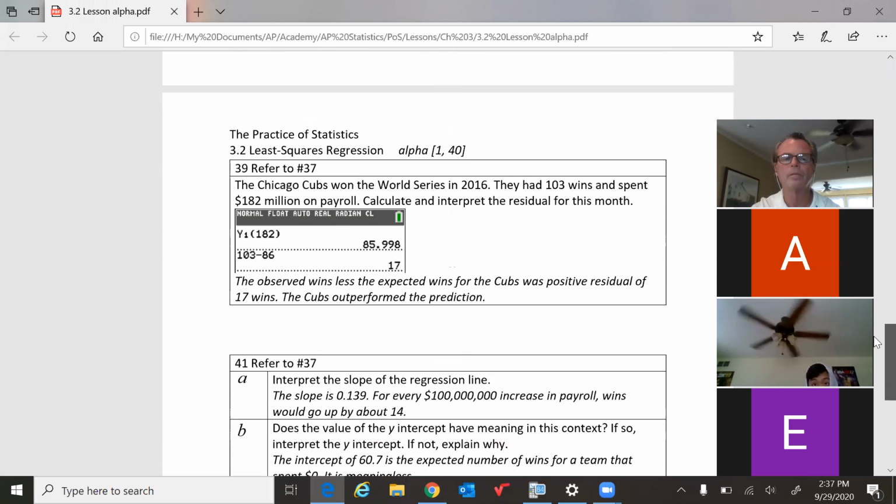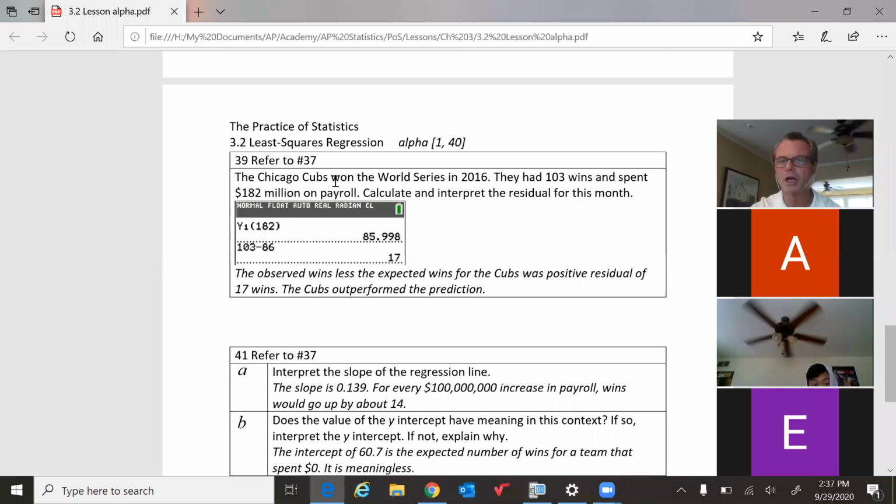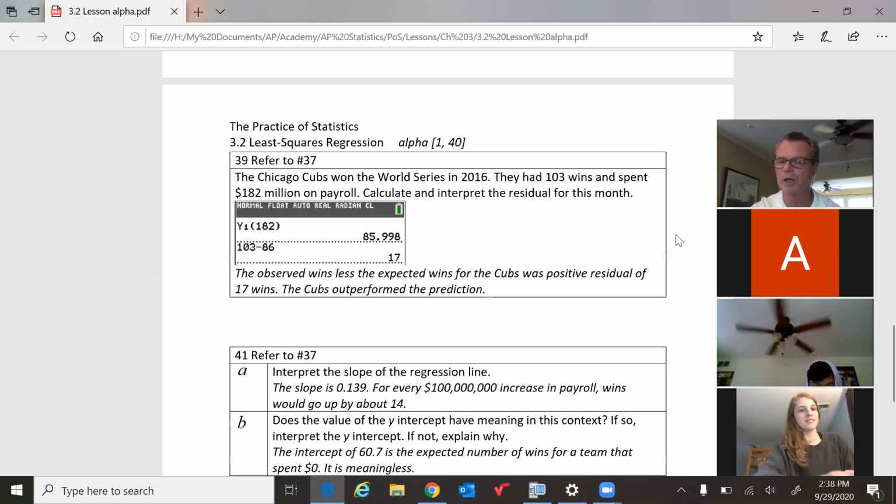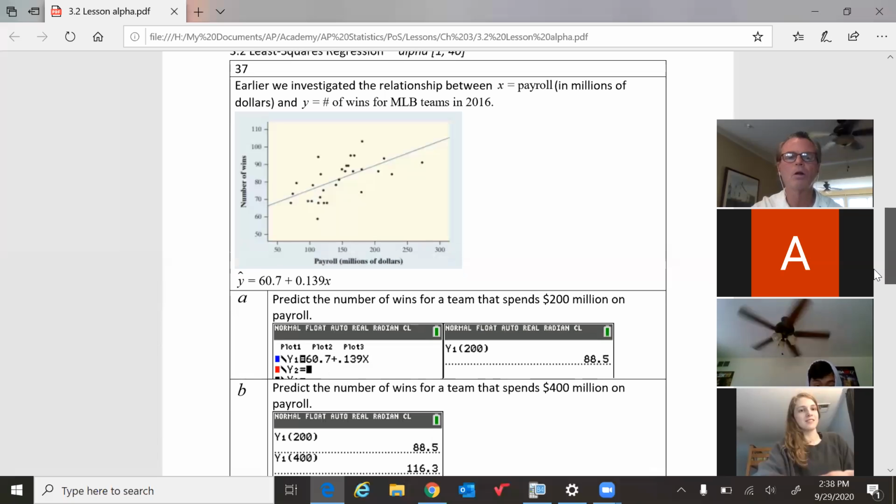So let's go back to the problem. The Cubs won the World Series. They had 103 wins and spent 182 million. So let's find the Cubs. Here's the picture. Wins, 103. Well, there's only one team over 100. And here's 182 in payroll. So here are the Cubs right there.